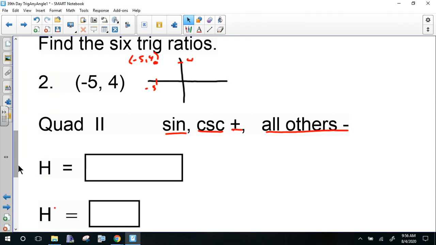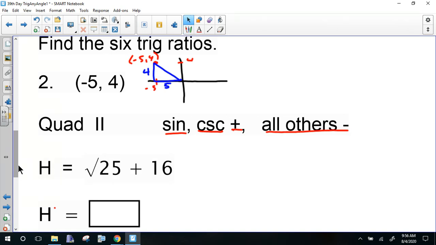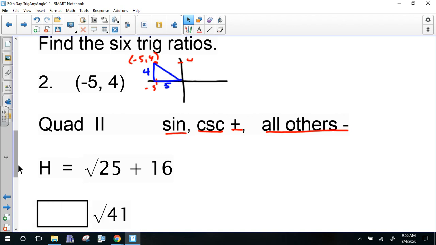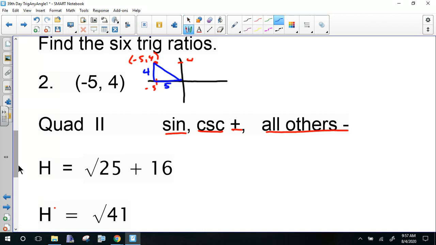Let's figure out my hypotenuse. Okay. This length is 5. This length is 4. That's the square root of 25 plus 16. That's the square root of 41. My hypotenuse is the square root of 41.